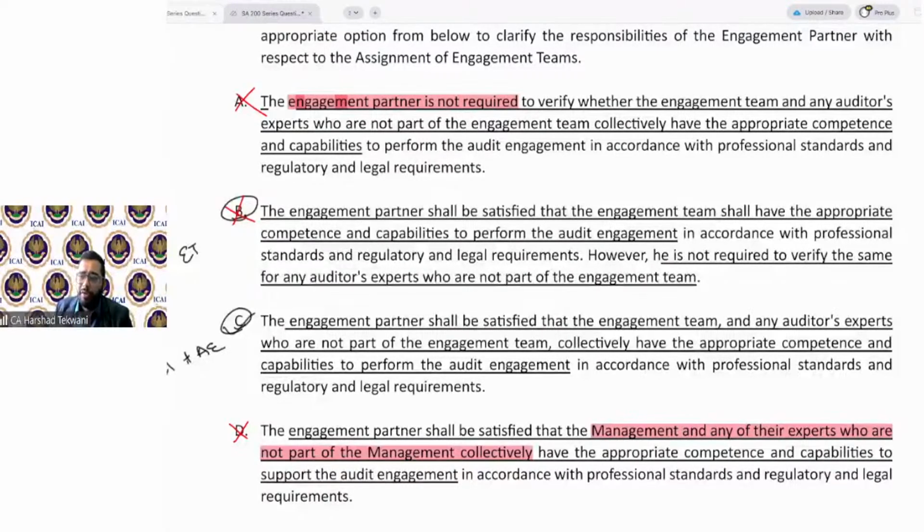So there was a question, what will be included in the engagement team? So all the engagement team members, audit team members, your staff, article trainees, then engagement partner, then any of the experts appointed by the audit engagement team. So all these will become part of your engagement team.